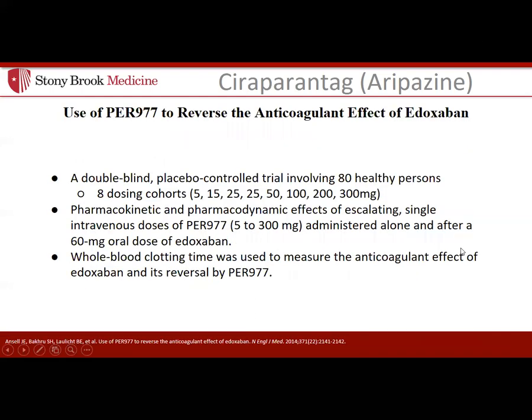So this is one of the studies that was done. There are ongoing studies. It is in phase 2. This was a double-blind, placebo-controlled trial involving 80 healthy individuals. And they were put into 8 different dosing cohorts, anywhere between 5 to 300 milligrams. So this study looked at the whole blood clotting time to measure the anticoagulant effects of edoxaban and the reversal. So all these patients received 60 milligrams of edoxaban, and then 3 hours later, they were given a varying dose, depending on which cohort they were in, to see how well it binds and acted on the edoxaban.